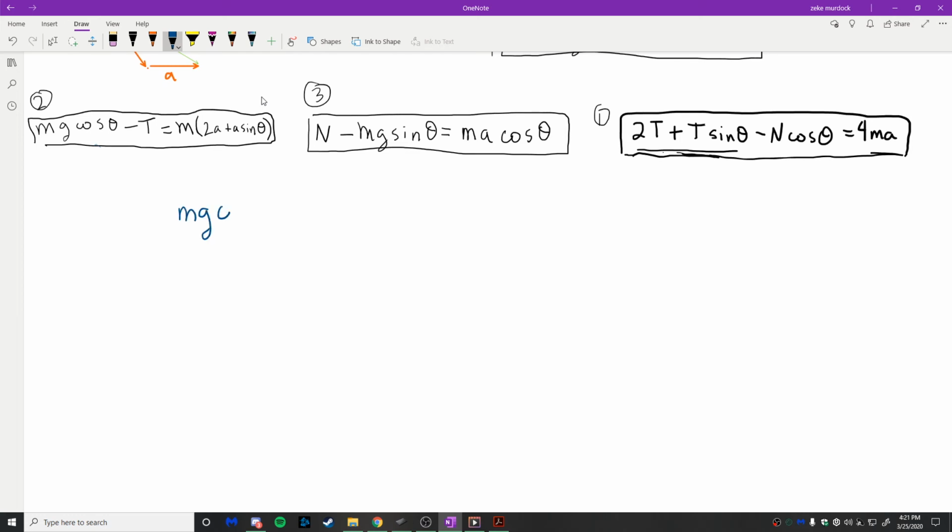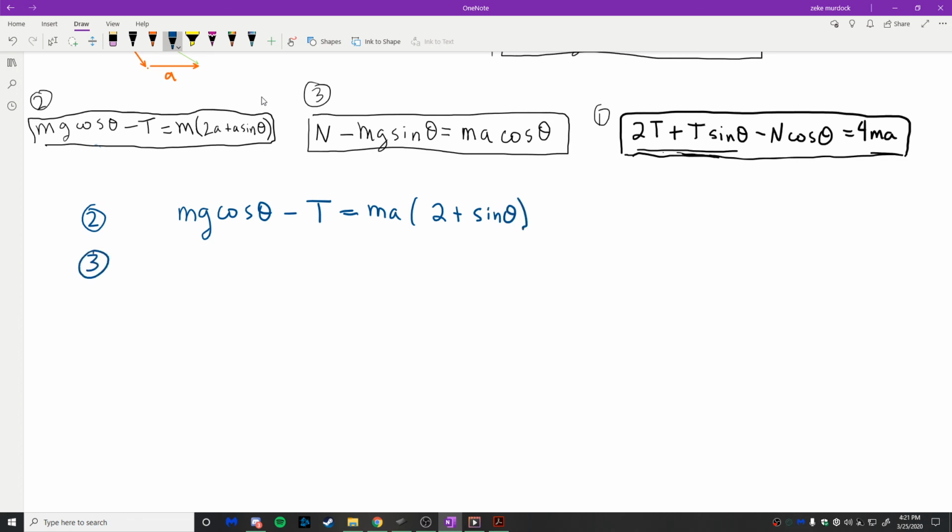mg cos theta, this is equation 2. mg cos theta minus t, and I'm going to change this one a little bit. We're going to pull the a's on the outside, so it's going to be ma multiplied by 2 plus sine of theta.